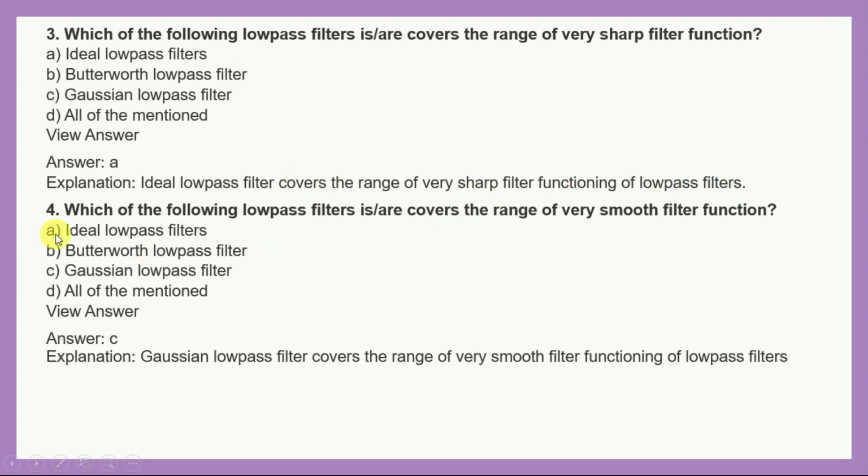Now the question, which of the following low pass filters covers the range of a very smooth filter? Both are quite similar, but the difference is that there we were discussing the sharp filter, and here we are discussing the smooth filter function. So the answer of this question is the Gaussian low pass filter, because the Gaussian low pass filter covers the range of very smooth filter functioning of low pass filters.